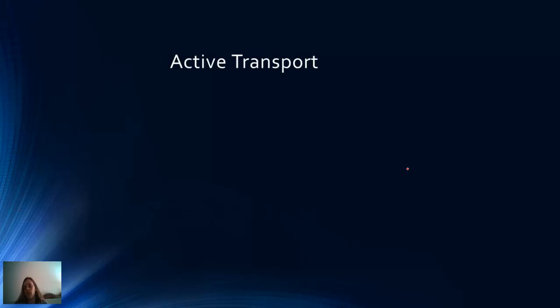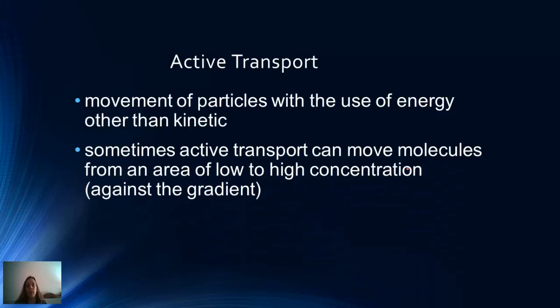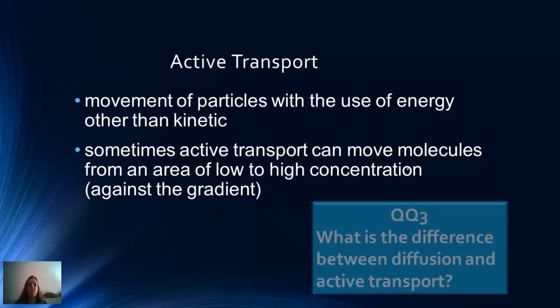So let's talk about active transport. We've been talking about passive transport, where it's just energy that is naturally created through molecules interacting with each other. Let's talk about active transport, when more energy is added. So active transport is the movement of particles with the use of energy other than kinetic energy. Sometimes active transport can move molecules from an area of low to high concentration, meaning that the molecules are actually moving against the concentration gradient. One of the most common places where this happens is actually in your brain. If you want to find out all about that, take AP Bio.